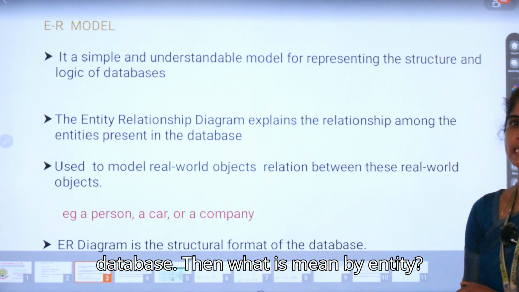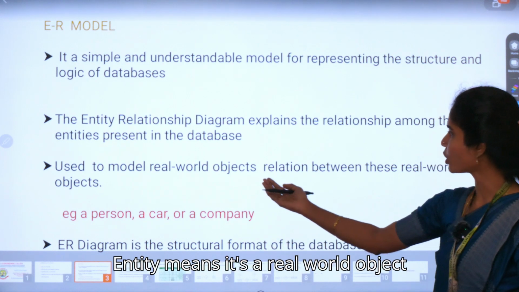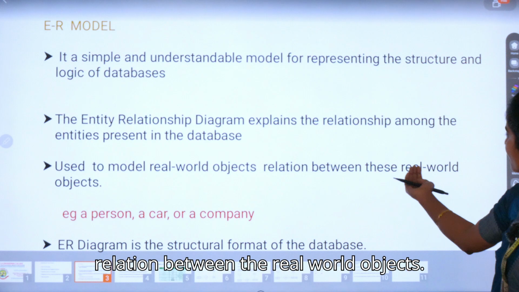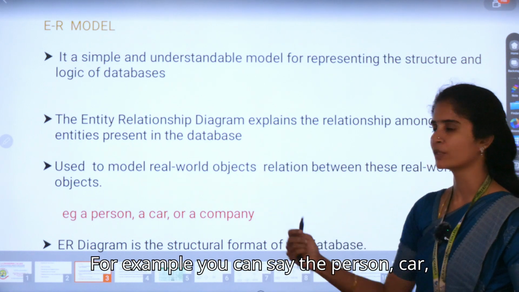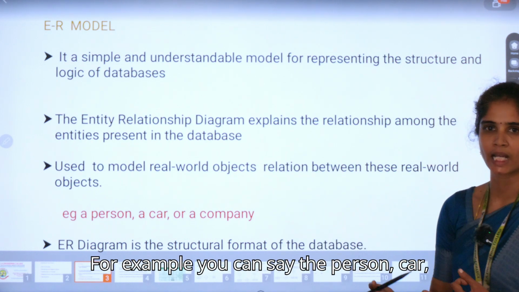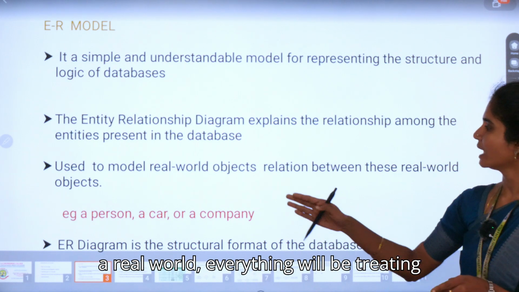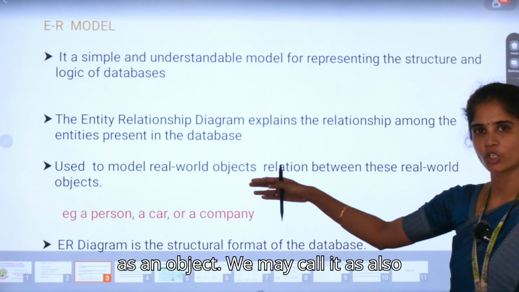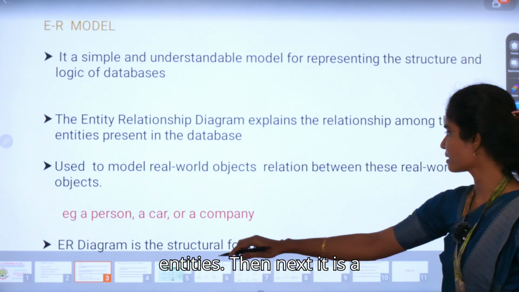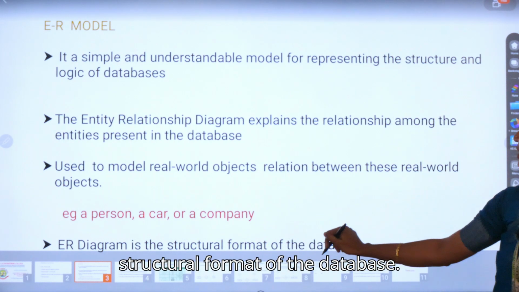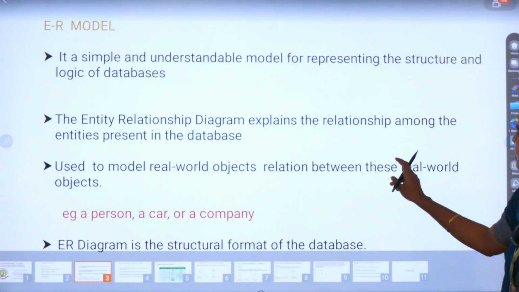Then what is meant by an entity? An entity is a real world object. For example, a person, car, or bike. Whatever things we see in the real world, everything is treated as an object, and we may also call them entities. Next, it is a structural format of the database.